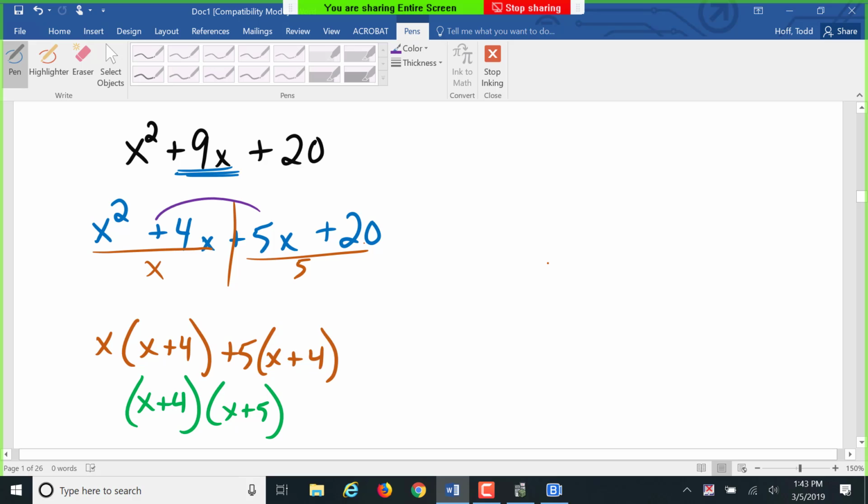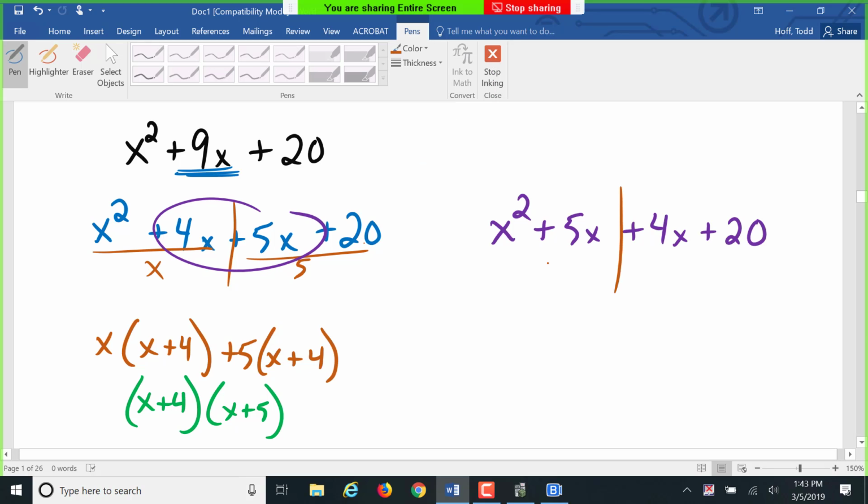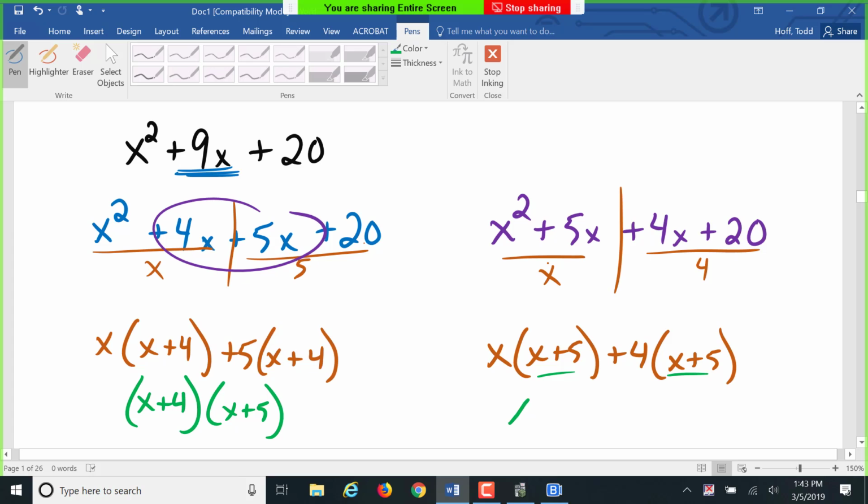Now, just a thought, what if we put these in a different order? Would that still work? Yeah, if I group, this still divides by x, x times x plus 5. This now would divide by 4. 4 times x plus 5. Well, guess what? We still get the same thing in here, and we still get the same factors, x plus 5 times x plus 4. We just have them in a different order.